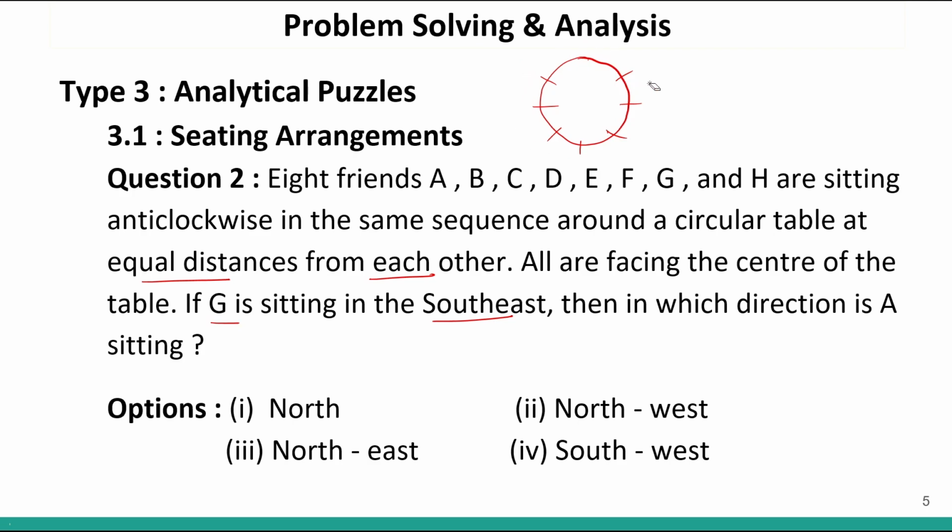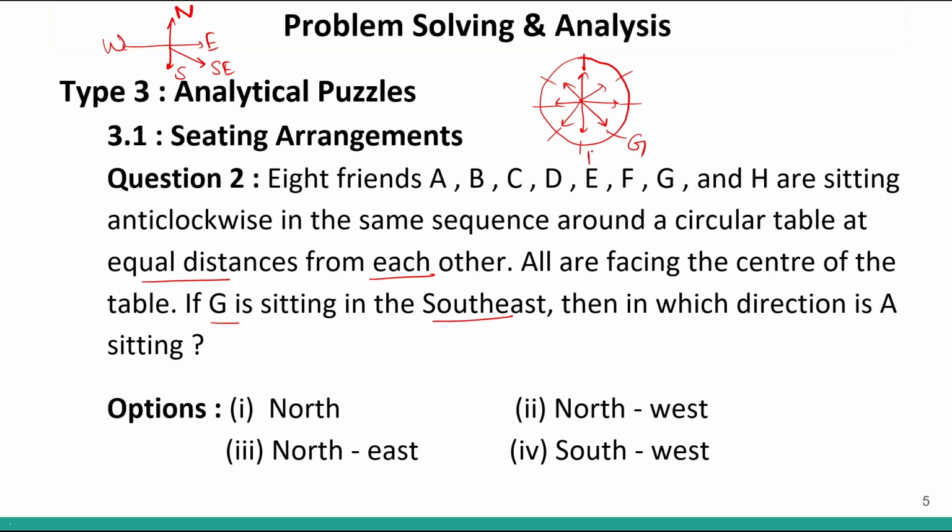Southeast is which direction? If you remember a chart in following directions, let me draw it again. This was north, this was south, this was east and this was west. Correct? This direction was southeast. So if we assume this is north, this is south, this is west, this is east, then this direction will be southeast, this will be southwest, this will be northwest and this will be northeast. So southeast, G is sitting over here.